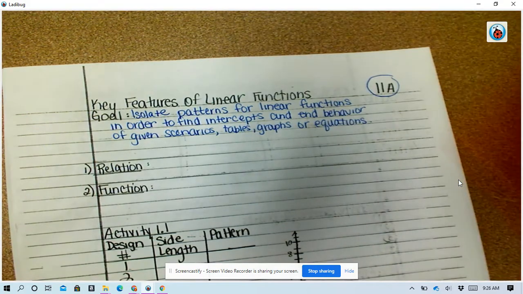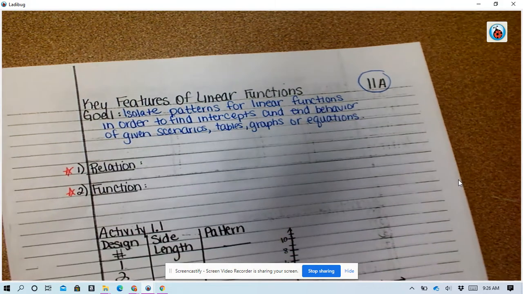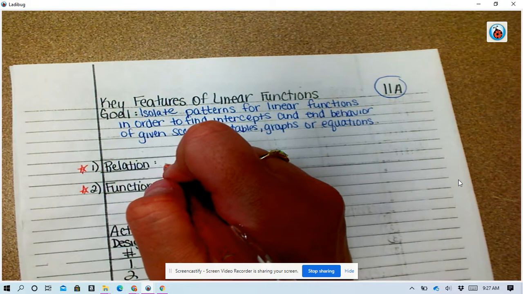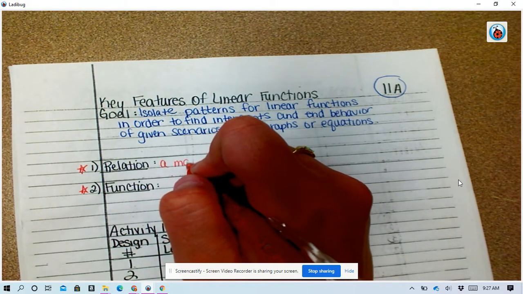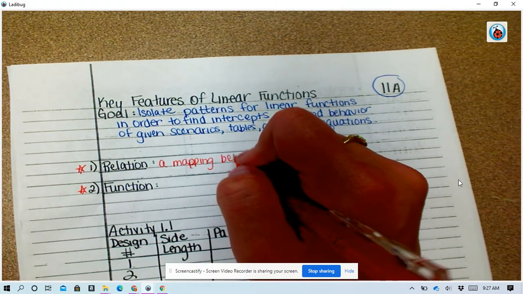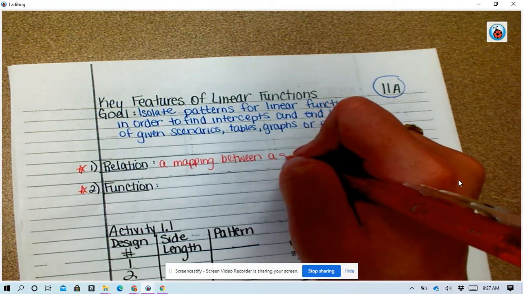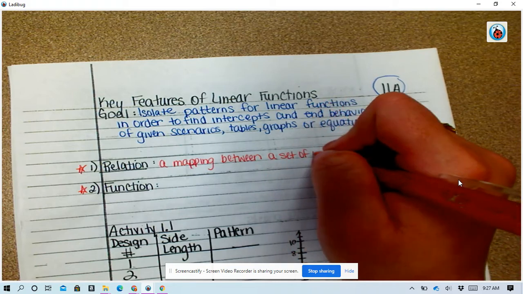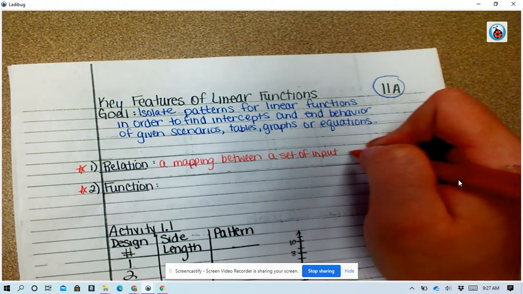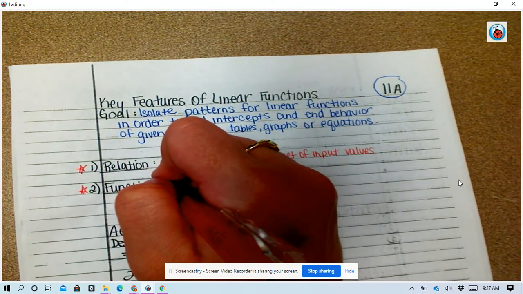And we're going to talk about two vocabulary words. So I'm going to put these in red. The first one is a relation. A relation is a mapping between a set of input values and a set of output values.